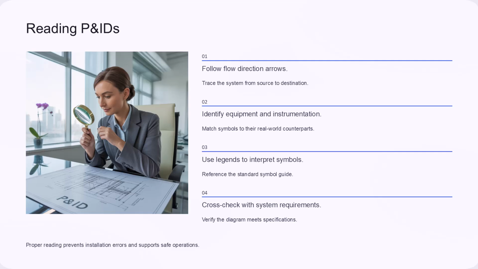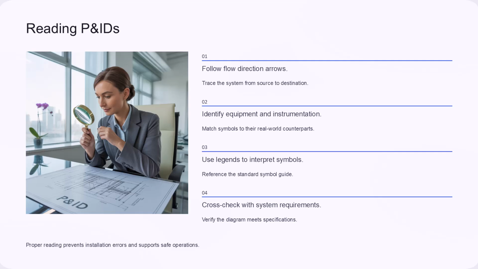Reading P&IDs. Let's learn how to read piping and instrumentation diagrams. The first step is following flow direction arrows to trace the path. Next is identifying equipment and matching symbols to their real-world counterparts. Using the legend is essential to interpret symbols correctly.